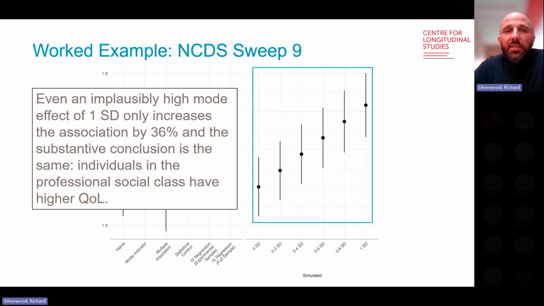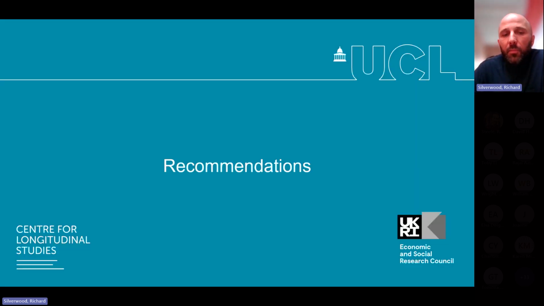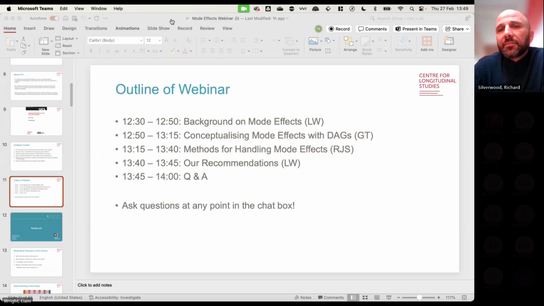And so we would suggest that by using this sort of sensitivity analysis approach, it's allowing us to do something more concrete than just having a statement in your discussion section that's saying, well, mode effects might be a problem. We can do something a bit more about it to explore that sensitivity. And I will pass back to Liam. Thank you, Richard.